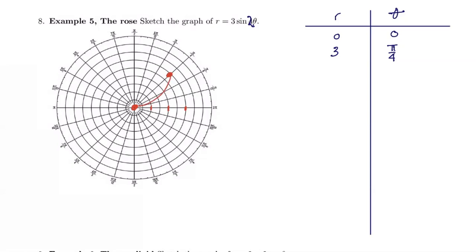And once we go to the tip of the petal, we know we have to come back. And so that's going to occur at pi over 2. And when I plug pi over 2 in, I'm going to get 0. And so at pi over 2, we're back at the pole.